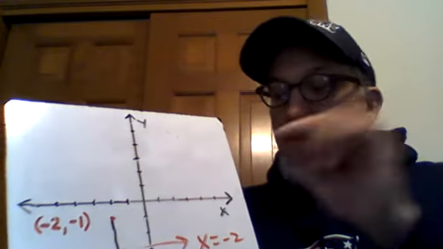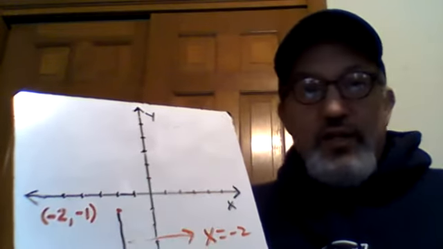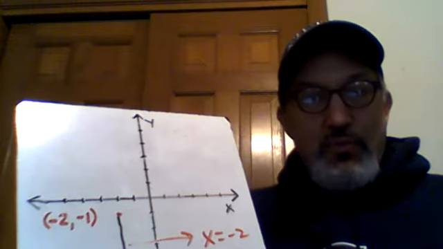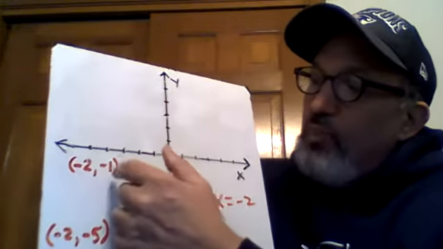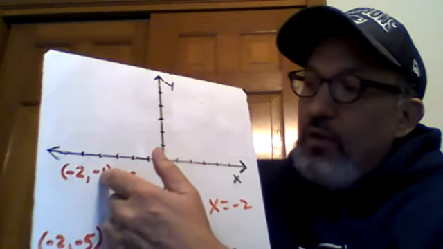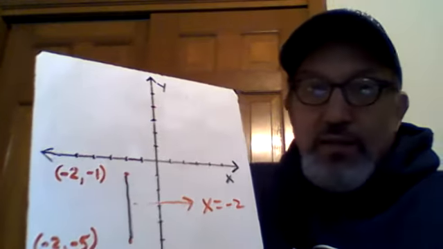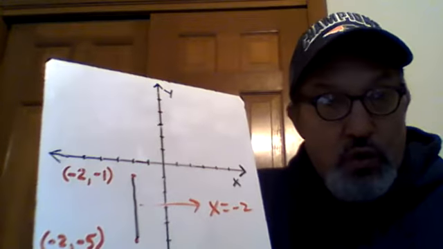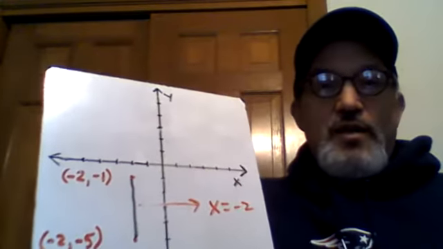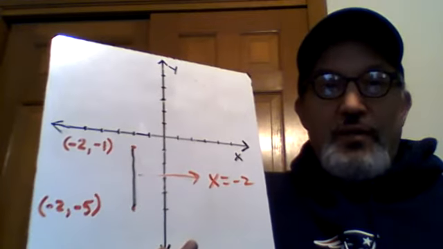Well, if we take the two y coordinates and take the bigger minus the smaller, we will get the distance, just like on any number line. The bigger y coordinate is -1. -1 minus -5, that's -1 plus 5, which is 4. So that would give you the length of that vertical line segment.